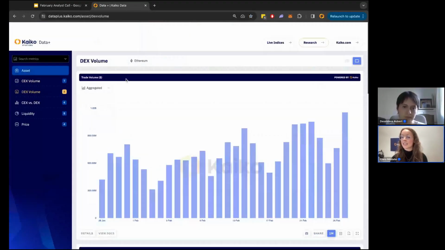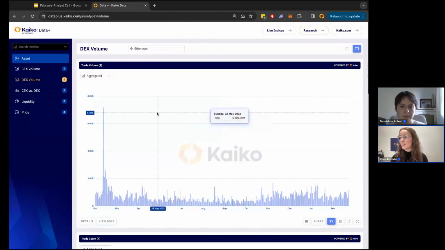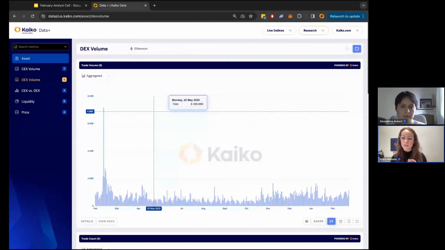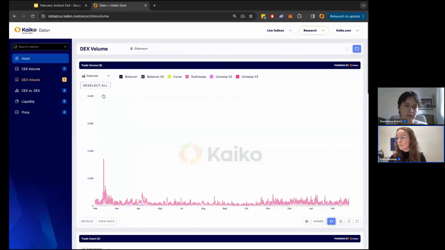The thing about DEXs is you don't trade Bitcoin on DEXs, you trade ETH or a wrapped version of ETH. So in this case on Data Plus, ETH equals wrapped ETH. And here we're going to be looking at wrapped ETH trade volume on decentralized exchanges. Wrapped ETH is one of the most traded assets in DeFi, and it's the counter asset to many altcoins that trade on decentralized exchanges. So it's very interesting to see where most of this volume happens.